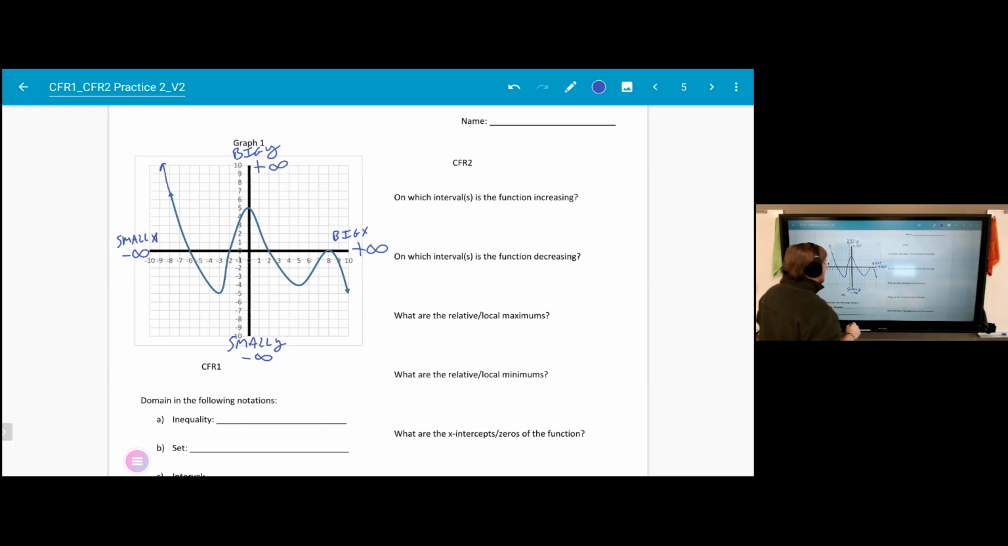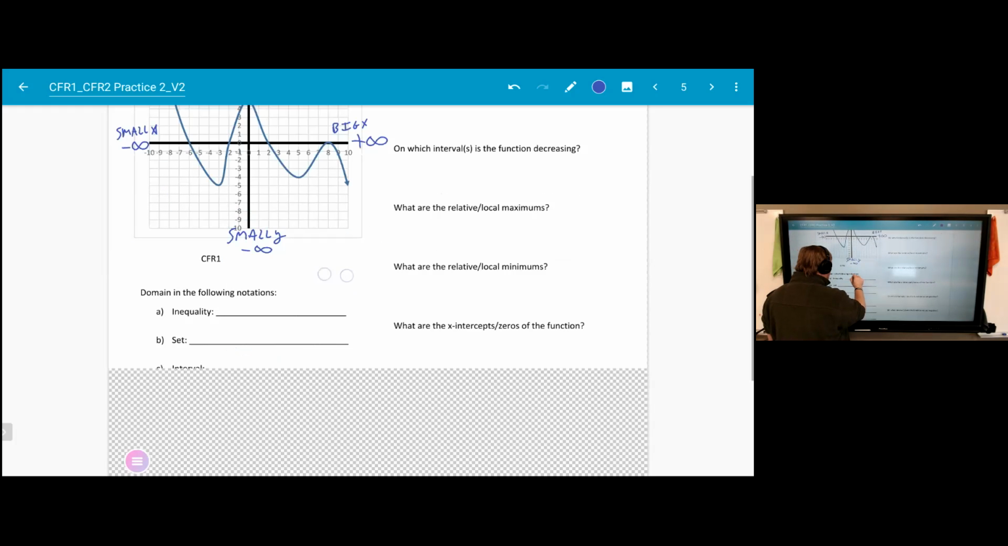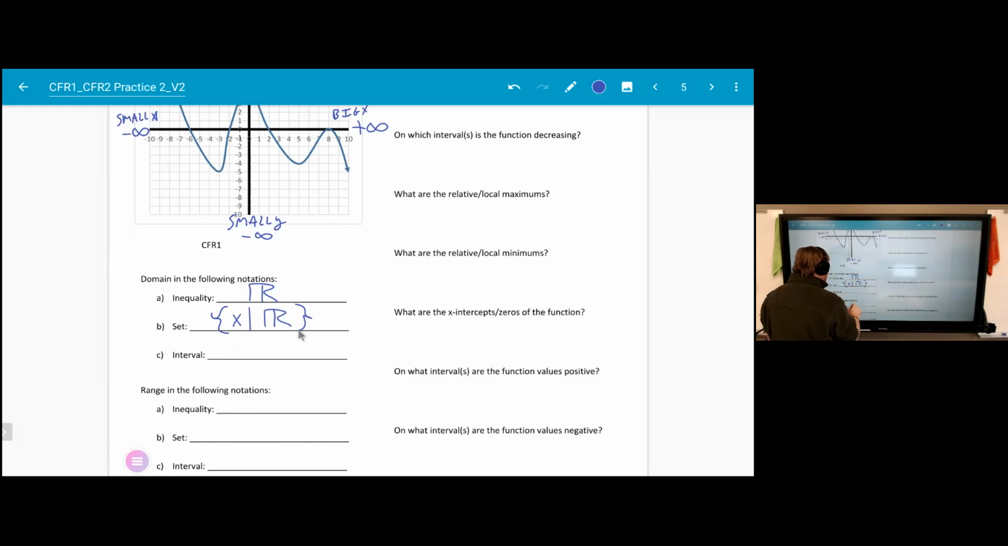So my domain is actually all real numbers, right? My domain is all real numbers. I can write that for inequality and kind of for set. You still need to have all this business here and here for set. And then interval notation, you just write the smallest, write the biggest. Since we don't know the exact values for infinities, either positive or negative, we put parentheses.